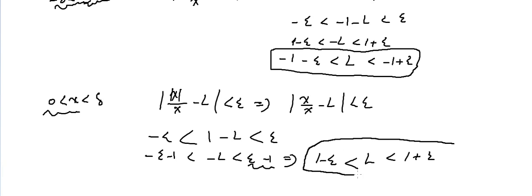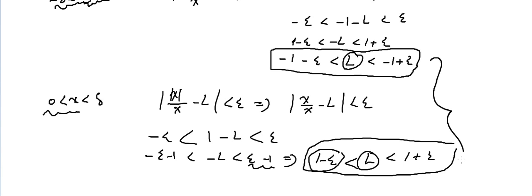Okay, look at these two now. Look at these two. How can L be greater than 1 minus epsilon and less than minus 1 plus epsilon? It couldn't. So reject it, right?